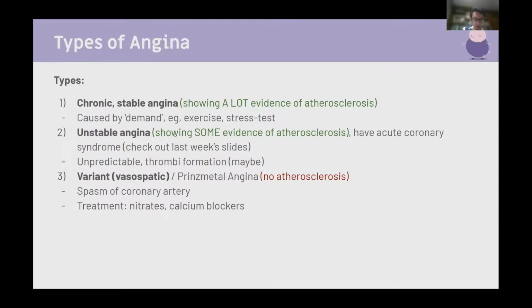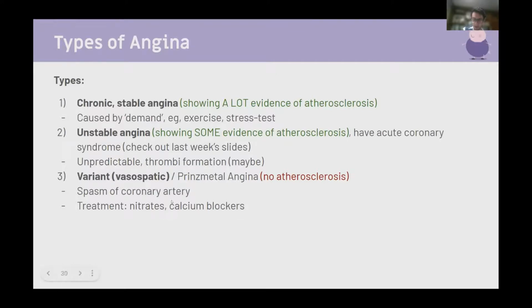Unstable angina shows some evidence of atherosclerosis, but is often involved with acute coronary syndrome, and there could be thrombi formed. Variant or vasospastic angina has no atherosclerosis, and it's due to spasm of the coronary arteries.